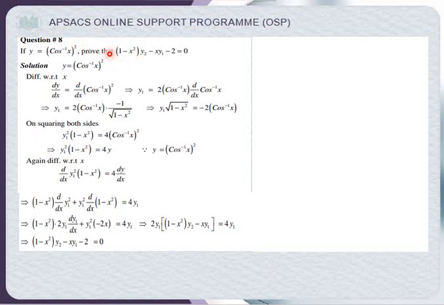What we need to prove? Prove that 1 minus x square y2, what is y2? I told you in the previous lecture, y2 means second derivative, minus x y1, what is y1? y1 means first derivative, minus 2 is equal to 0. Now what was given? y is equal to cos inverse x, the whole square, is given. So I'm just differentiating with respect to x.